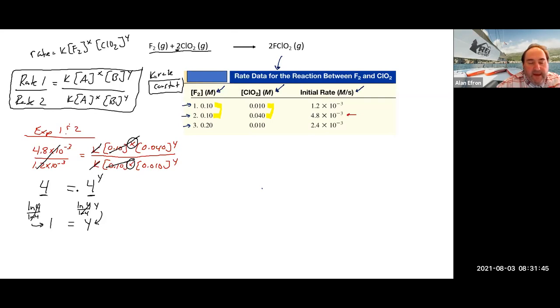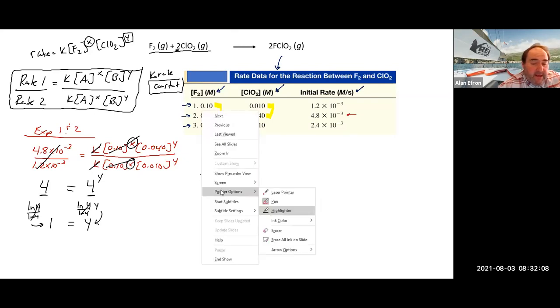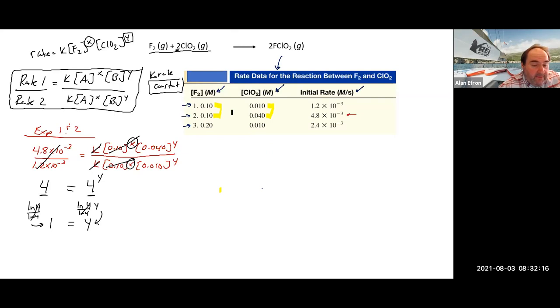So what that means is we have now used our experimental information to figure out what Y is. In this case, Y is equal to 1. So now we want to go back to our table and figure out what X is. The first time around, we kept the concentration of the F2 constant and varied the concentration of the ClO2. Now we want to do the opposite. We want to go back to the table and find 2 entries where the ClO2 stays the same, which is here.